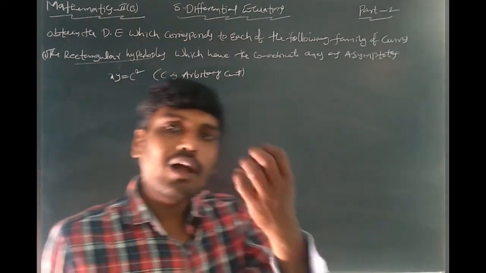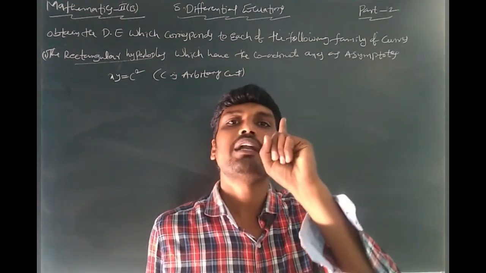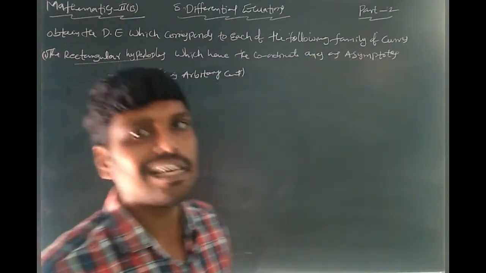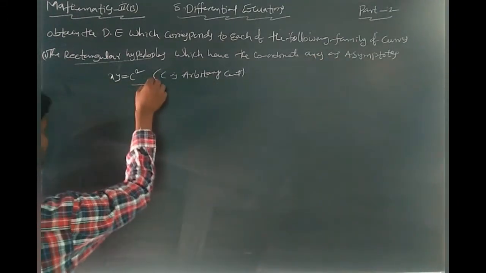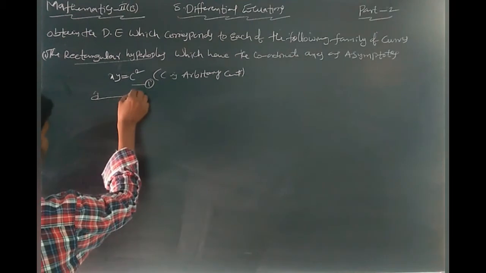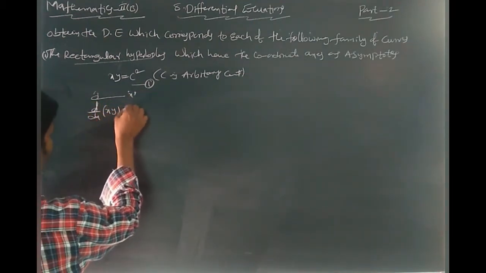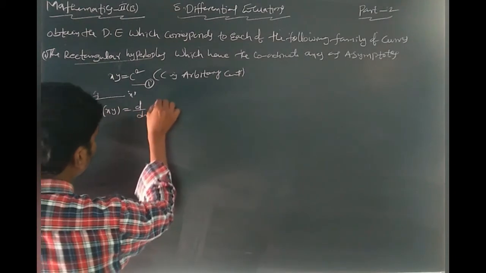Already explained, one arbitrary constant is there. You can differentiate only one time, and at that time you can eliminate the arbitrary constant. So differentiate one time, with respect to x: d by dx of x into y equals d by dx of c square.